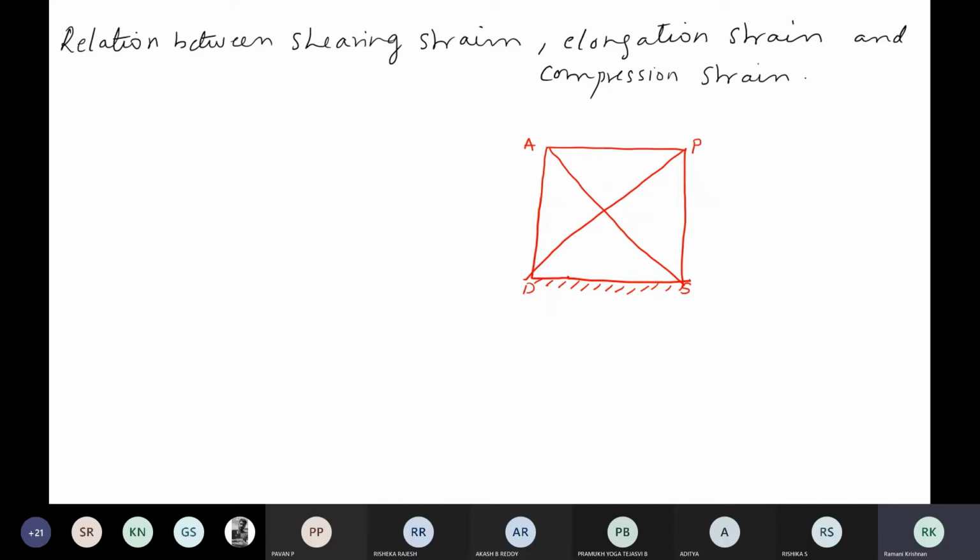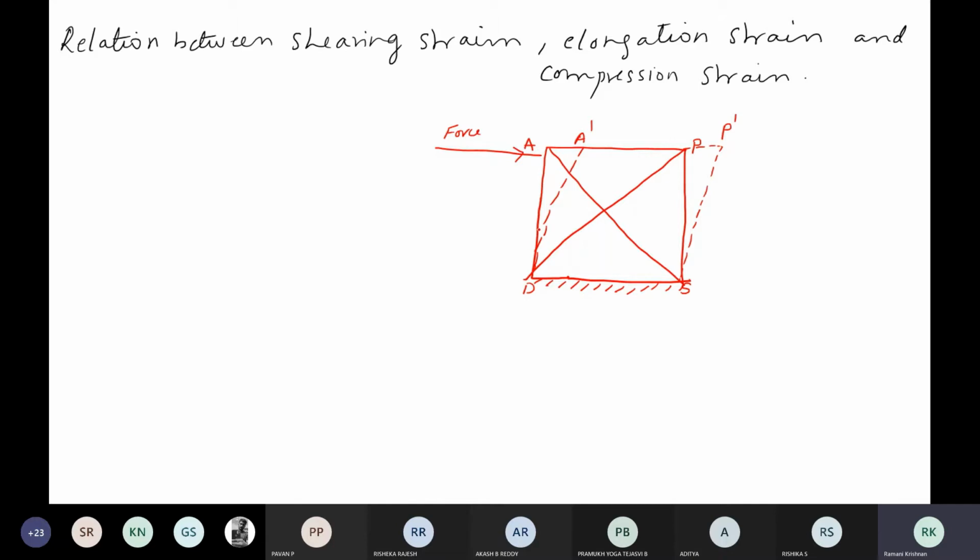So I have taken a cube. This is one side of the cube. The lower end DS is fixed, we said. And when I apply a force here, a tangential force is applied, what happened? This position has shifted to a new place, that is A dash. And this cube got sheared. It got turned through an angle, and because of this, this is P dash. So because of the force, A shifted to A dash, P shifted to P dash.